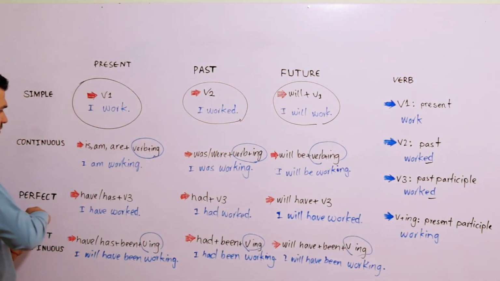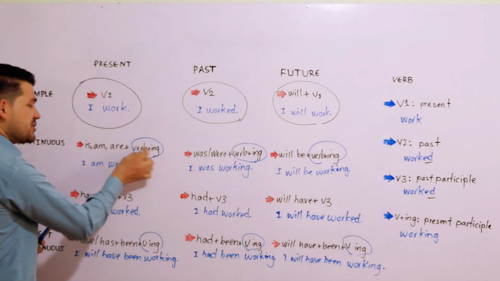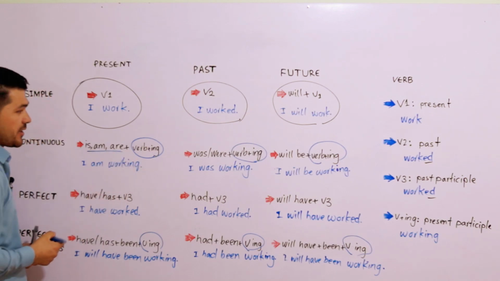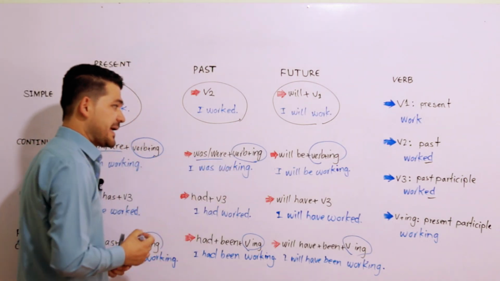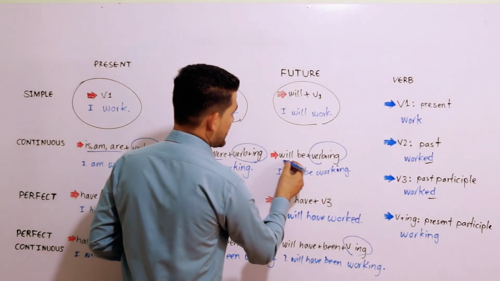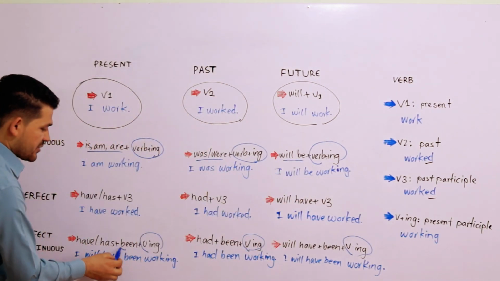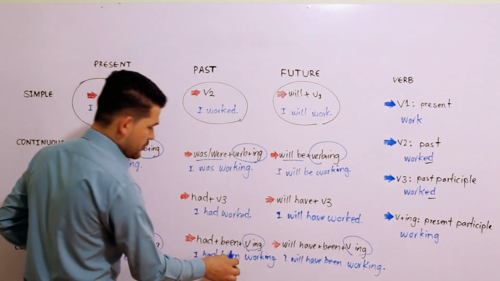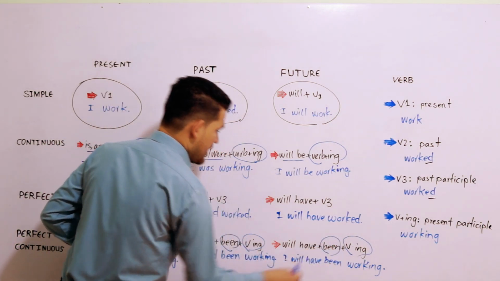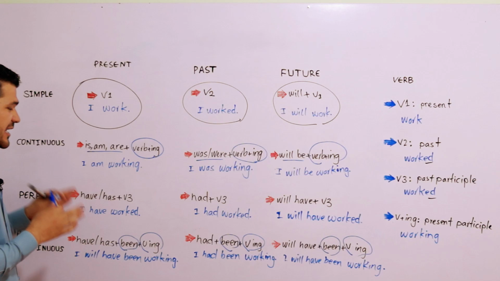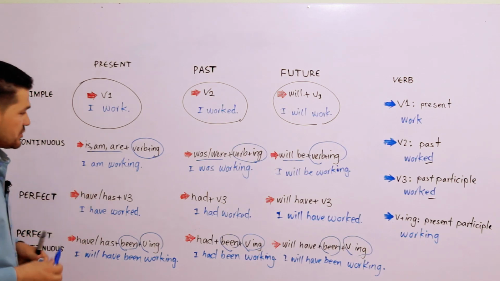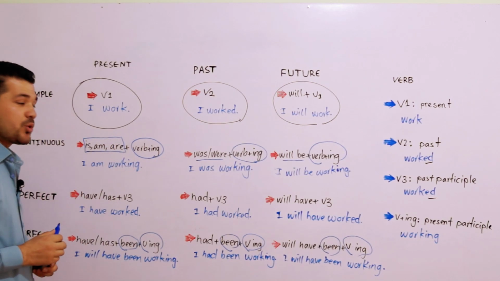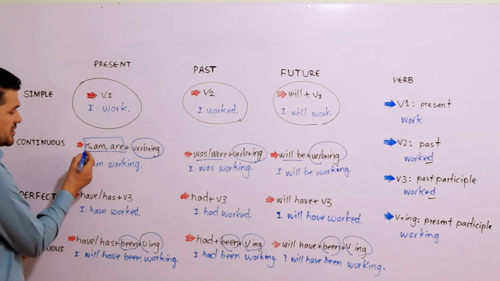So whenever you have continuous, before the verb ing, you must have a to be verb. Here we have to be verb: is, am, are. Here we have to be verb: was and were. Here we have to be verb: will be. Why? Because this is continuous. Now, the to be verb is going to tell what tense we are talking about. So here, what are the to be verbs? Are they present, past, or future? So this is present.